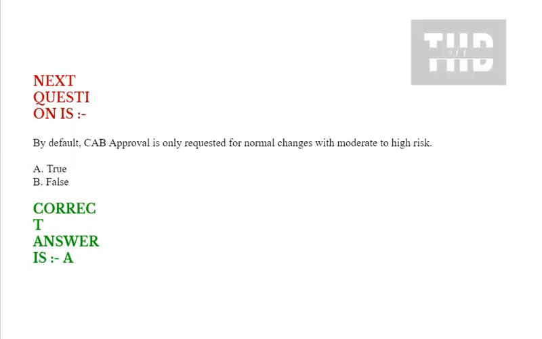Next question is, by default, CAB approval is only requested for normal changes with moderate to high risk. Options are true or false. Correct answer is true.